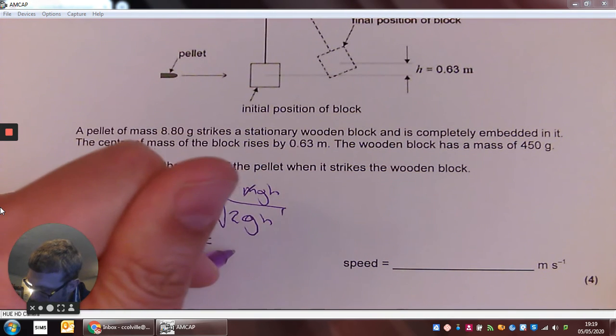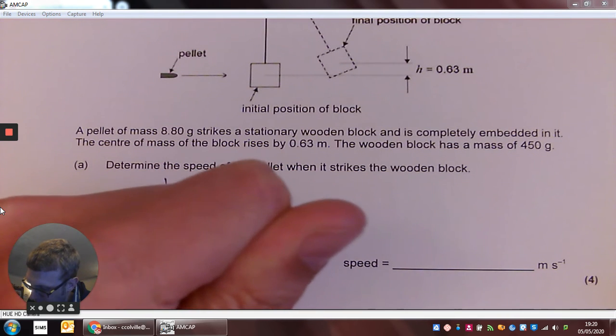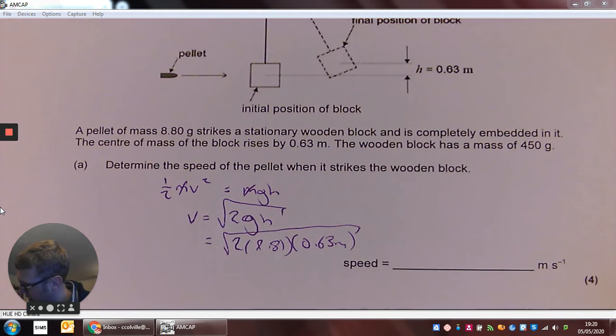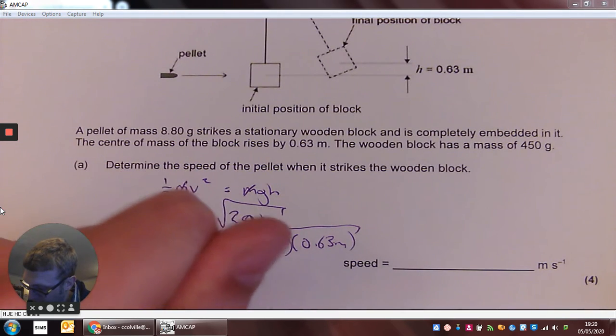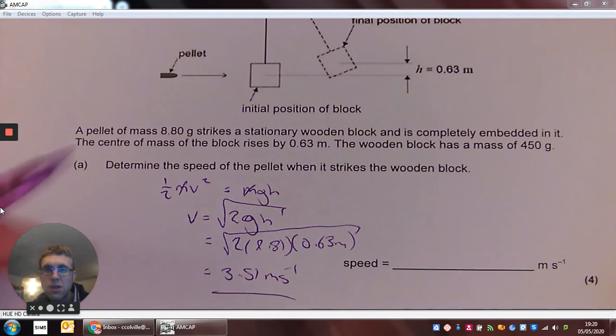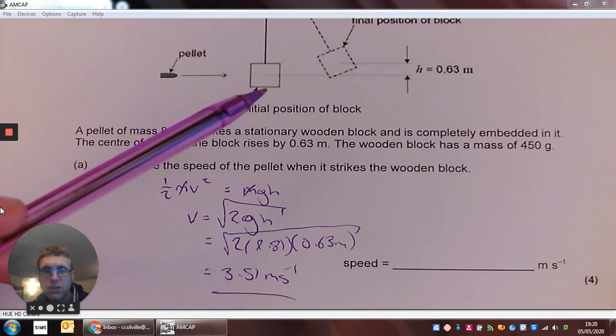I can put my values into 9.81. My height was 0.63 meters. Let's square root the whole thing. Well, that gives us a speed of 3.51 meters per second. There it is again. So that's the velocity of this thing just after collision.